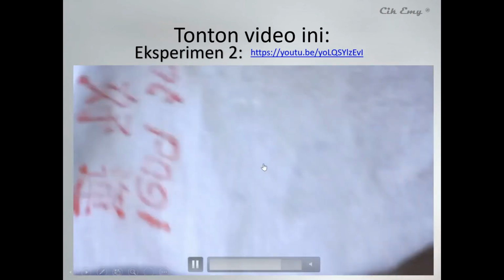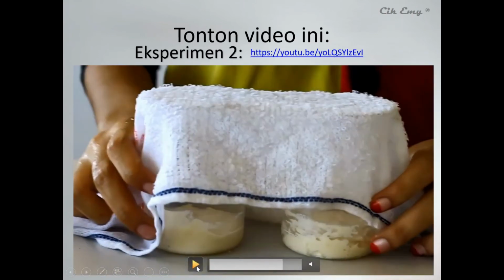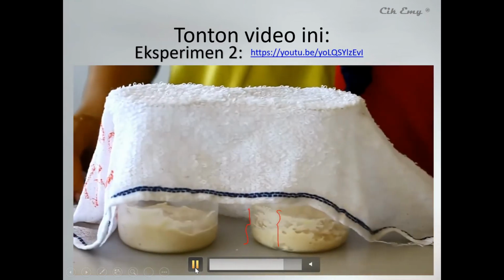So you have two doughs here. One without yeast, the other one is with yeast. So what we want to see is what happened to the height of the dough. Kita nak tengok apa yang berlaku pada ketinggian dough tersebut. That is your responding variable, your observation.